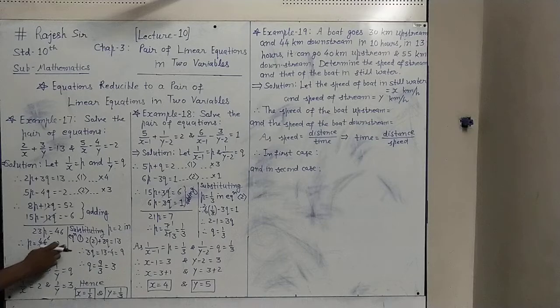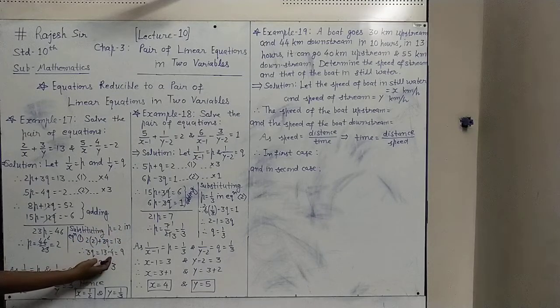This p equal to 2 we can substitute in any equation, 1 or 2. So substituting p equal to 2 in equation number 1, which is 2p plus 3q equal to 13, we can place p equal to 2. So 2 into 2 plus 3q equals 13. Only the p value is placed as 2, as we got. So here we have 3q, here we have 13. This 4 is taken to the right, minus 4. 13 minus 4 will give 9.